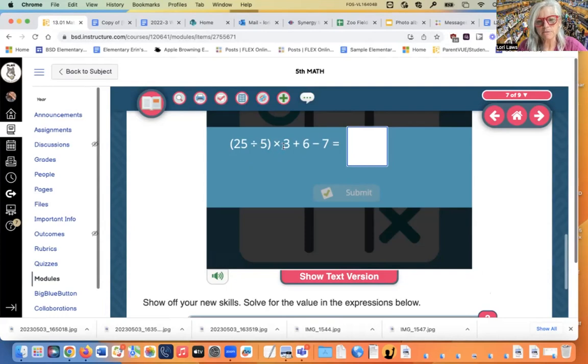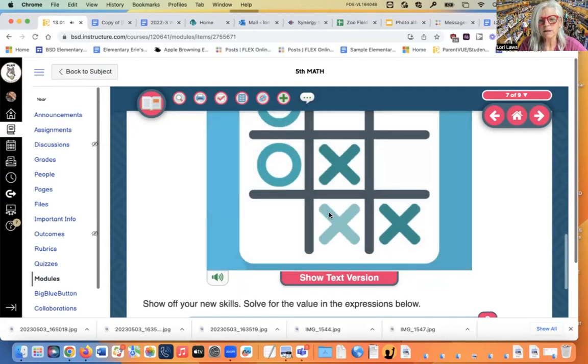5 times 3 is 15. 15 plus 6 is 21. 21 minus 7 is, let's see, if I take 1 from the 7, that leaves 6 more I have to take from the next 10. And that's 14, I think. Is that right? Let's see if that's right. Oh, we got it right.